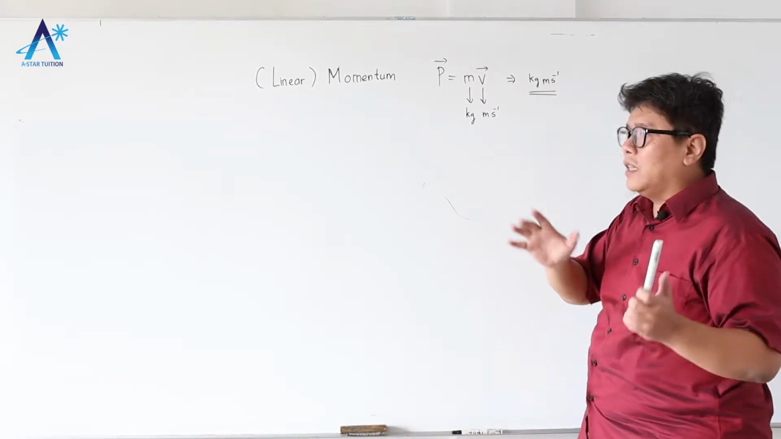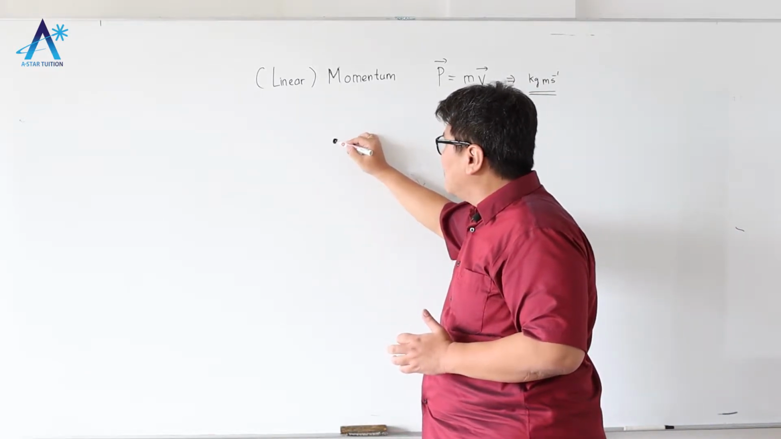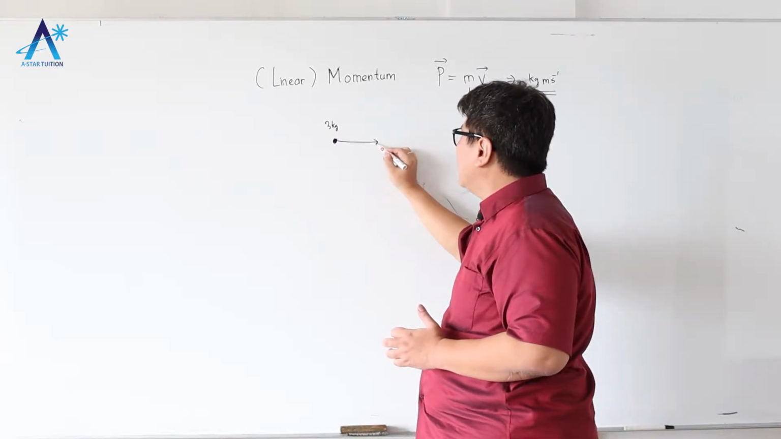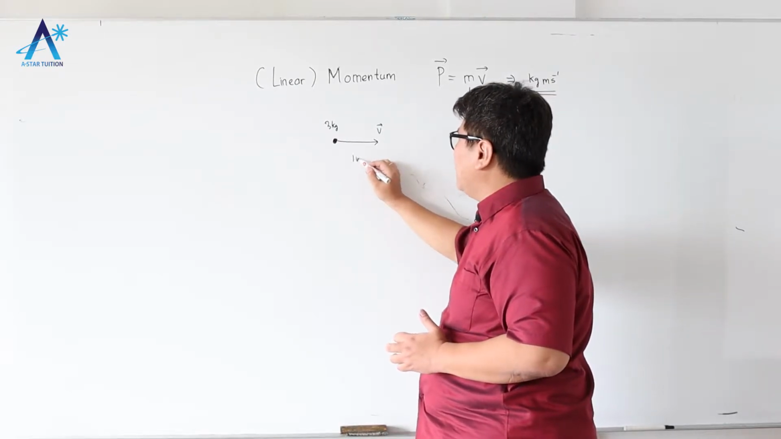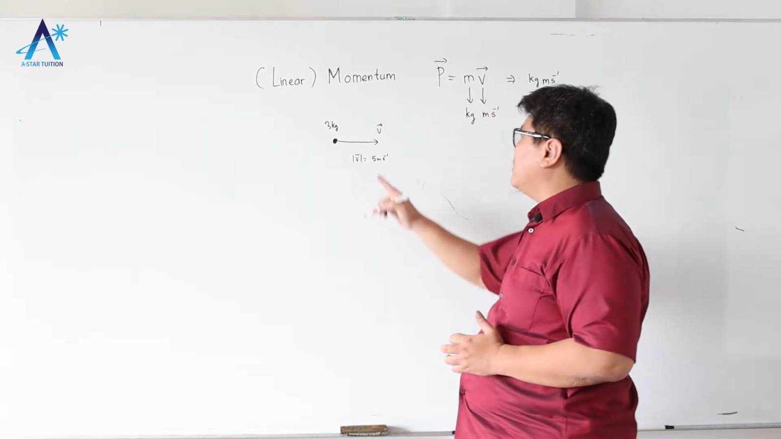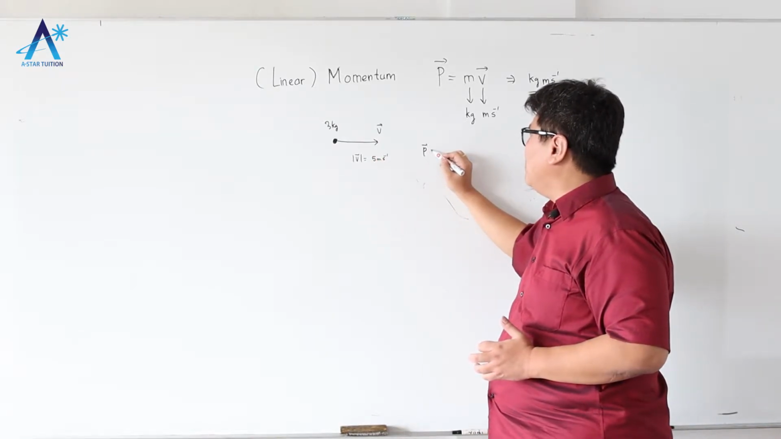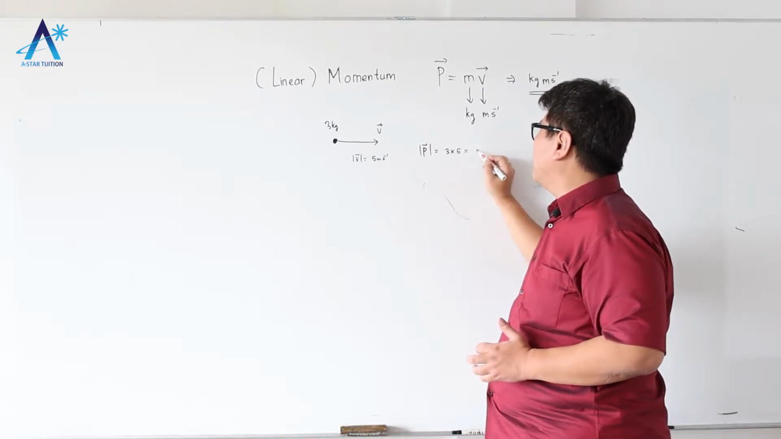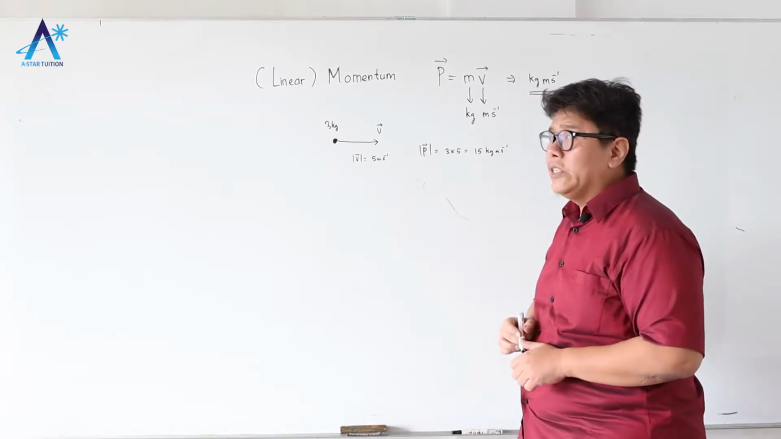Let me illustrate with something simple. An object moves, let's say the mass is 3 kilogram, and it moves in one direction with velocity in which the speed is equal to 5 meters per second. Now if I multiply the mass with the velocity, then the magnitude of the momentum is equal to 3 times 5 equal to 15 kilogram meter per second. And we can also mention the direction.